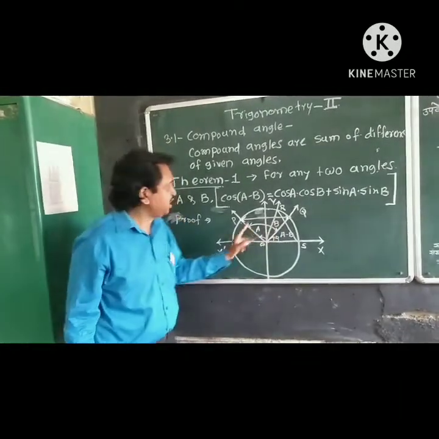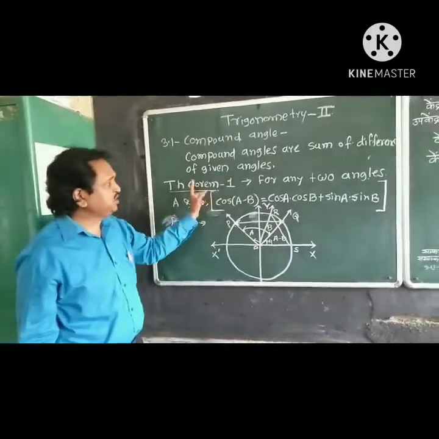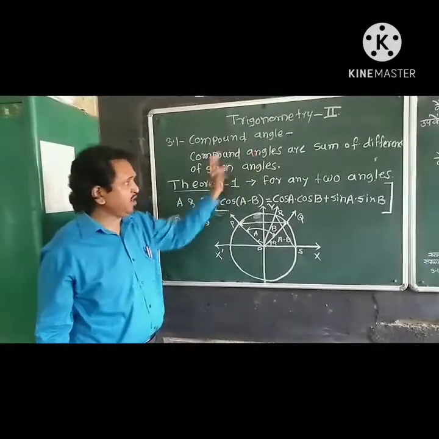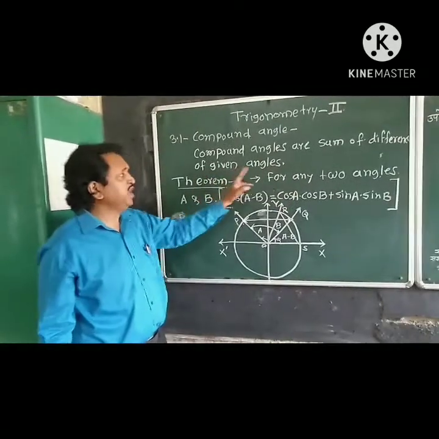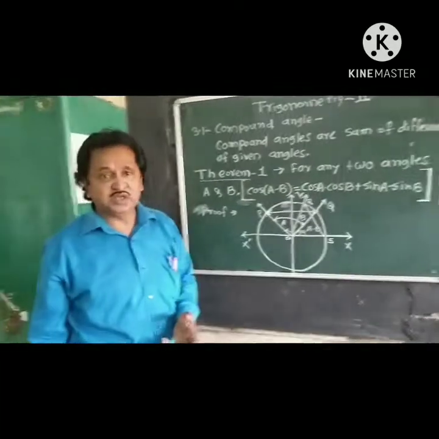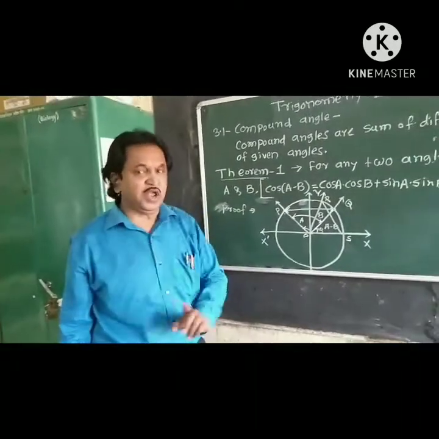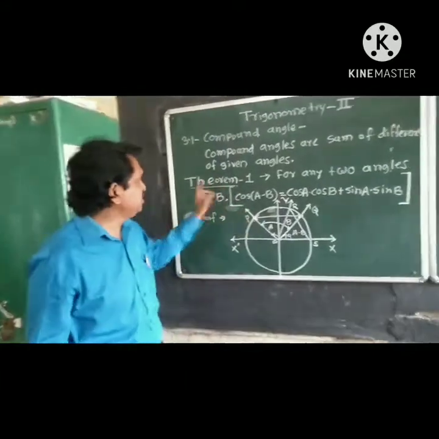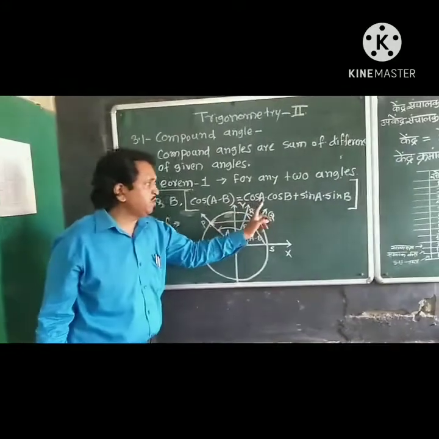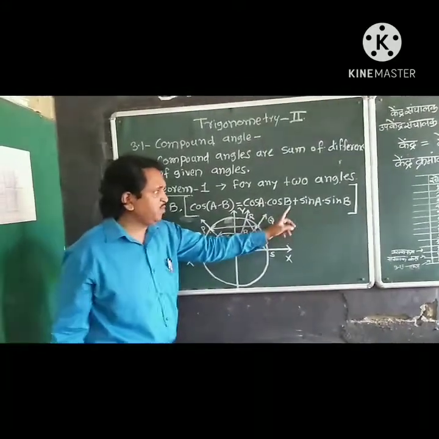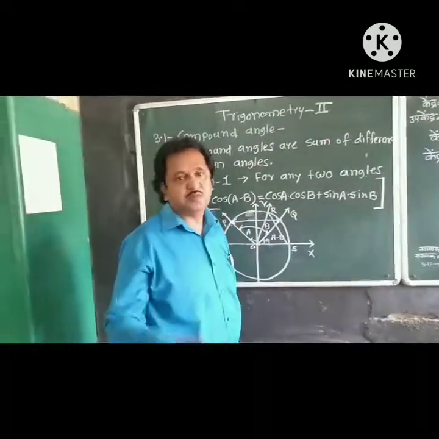This is our proof. This is the first theorem for compound angle. Compound angles means sum or difference of given angles. A and B are the two angles for this theorem. So we get the first theorem, cos(A minus B) is equal to cos A into cos B plus sin A into sin B.